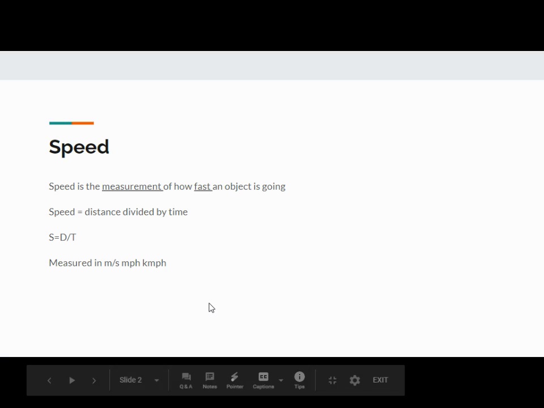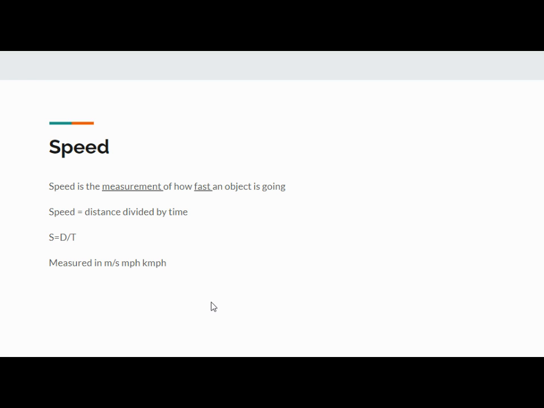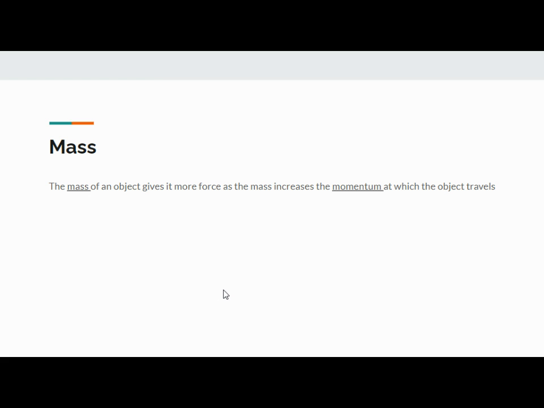So, momentum versus speed. Speed is a measurement of how fast an object is going. So remember, speed is distance divided by time. So meters per second, kilometers per hour, miles per hour, things like that. As the mass of an object increases, the momentum of the object increases.